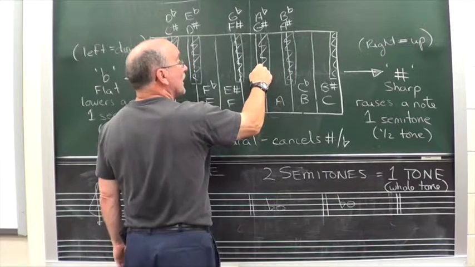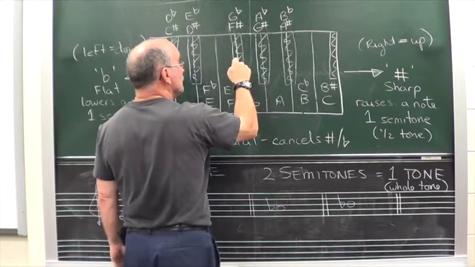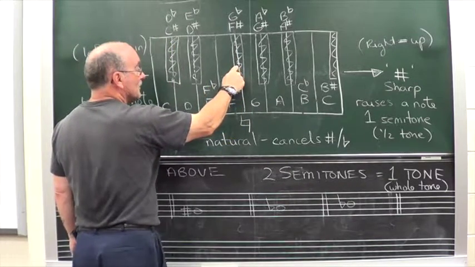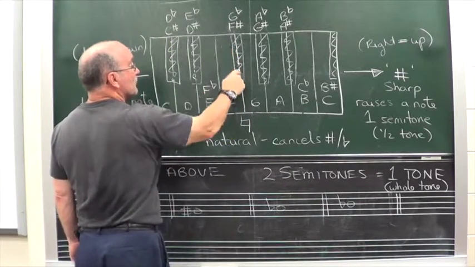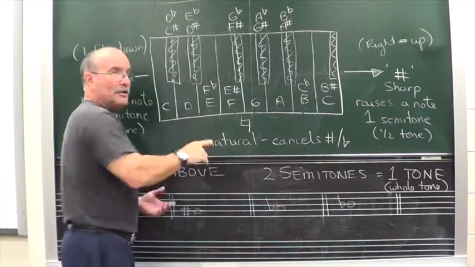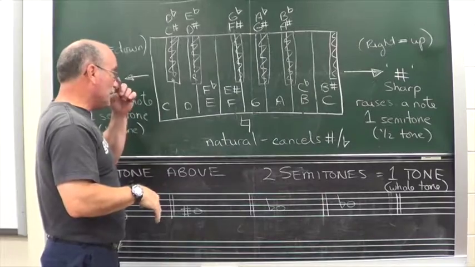B flat to A flat, that would be a tone. A flat to G flat would be a tone. From G flat, otherwise known as F sharp, to F would be a semitone, to E would be a tone. Now I'll explain that as well.